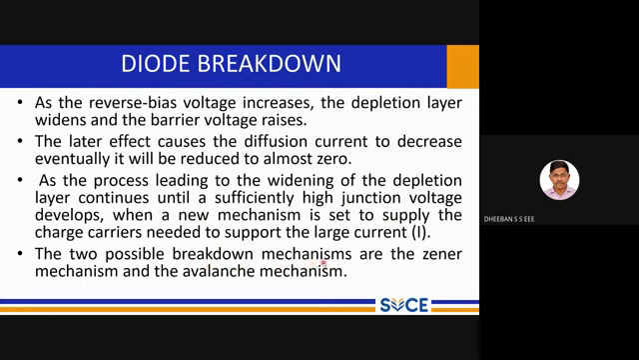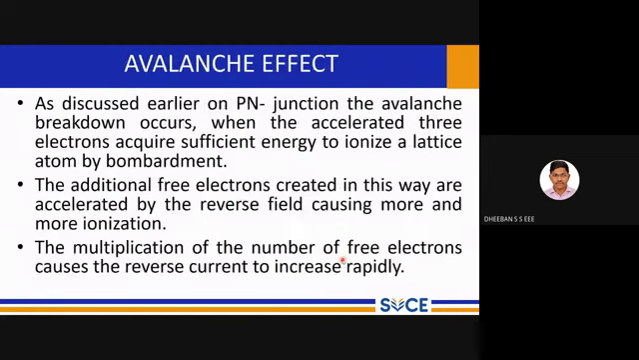The two possible breakdown mechanisms are the Zener mechanism or the avalanche mechanism: the Zener breakdown and avalanche breakdown. This you might already have studied in your 12th physics. The avalanche breakdown occurs when the accelerated free electrons acquire sufficient energy to ionize a lattice atom by bombardment.